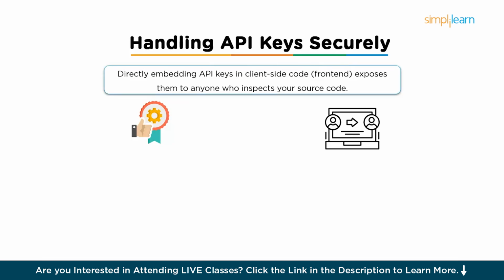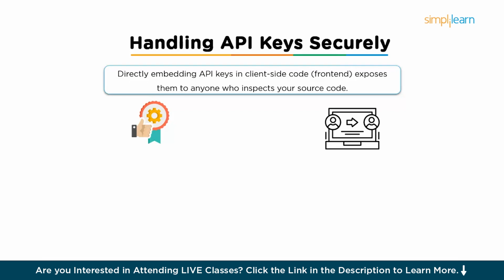The core warning here is that directly embedding API keys in client-side code exposes them to anyone who inspects your source code. A savvy user can easily find these keys in their browser's developer tools, copy them, and potentially use them under your account. This is a major security vulnerability.